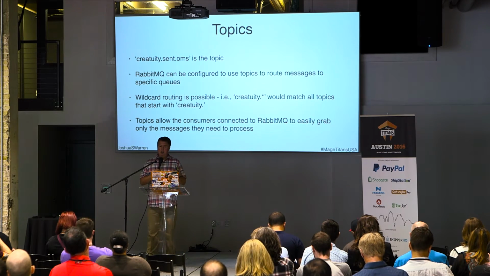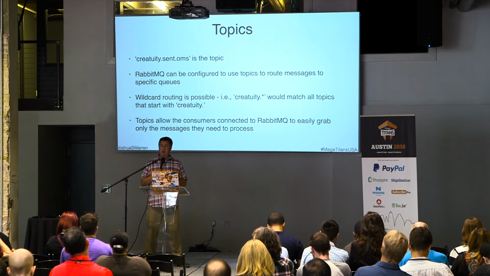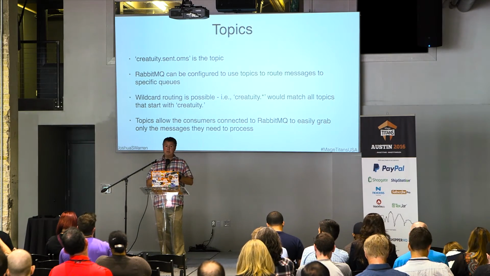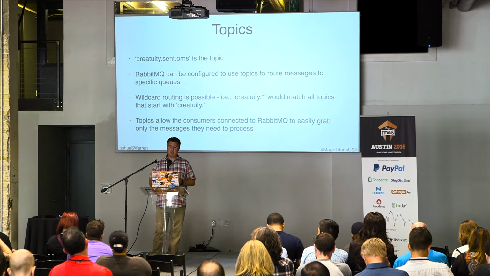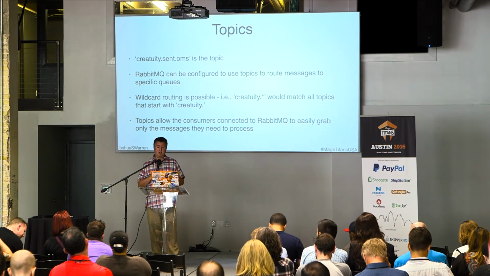So the topic, creativity.sent.oms, this is really the most powerful part of harnessing Rabbit. Rabbit can actually be configured to use topics to route messages to specific queues. And I'll show you a graphic in a second about that. But basically, within Rabbit, you can have many different queues. You can connect different publishers and different consumers to those, and you can route the messages based on these topics. You can actually do wildcard routing, so you could say creativity.star, and that says any message that comes in to Rabbit whose topic starts with creativity, we're going to route it this one way.